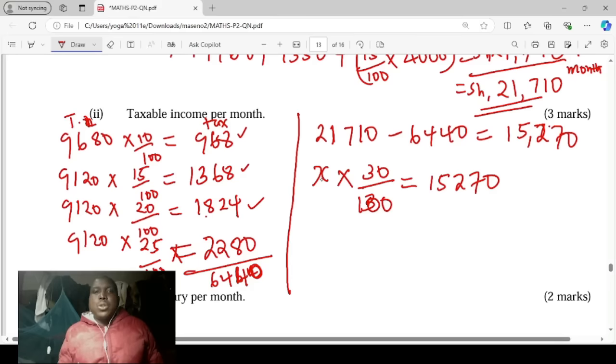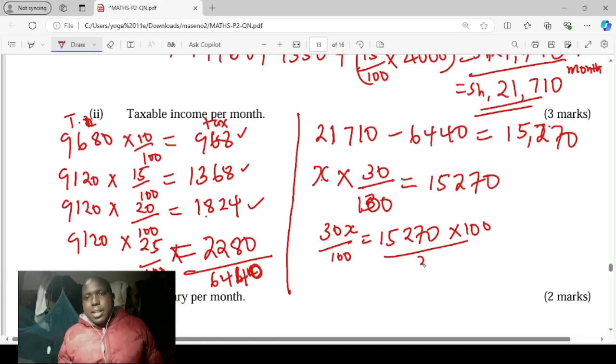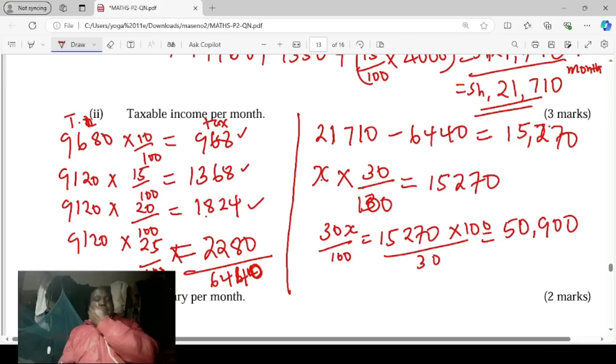So this is the same as 30 times x, itakuwa 30x over 100 is equal to 15,270. So we want x, we can multiply times 100 divide by 30, na hiyo inatupea 5,900. So 5,900 hiyo ni taxable income kwa sababu iko on this side, our x is in this side, we are looking for the x hii side. Unaona x iko hapa, kwa hivyo hiyo ni taxable income. Na tunataka kutafuta total taxable income.